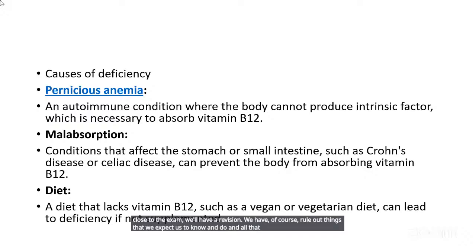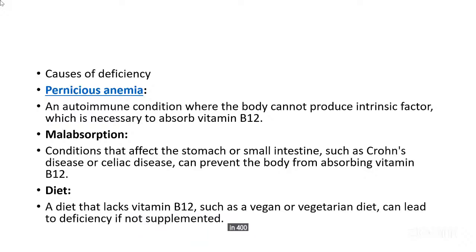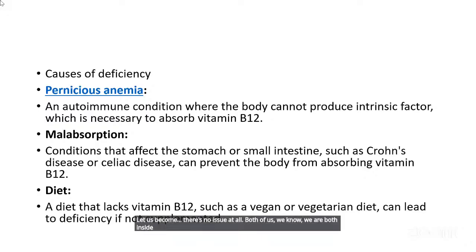So it's not going to be a difficult thing like we had in 400 level. So let everybody in hematology, please let us be calm. There's no issue at all. Both of us, we know we are both inside it, and that's what makes it very interesting.